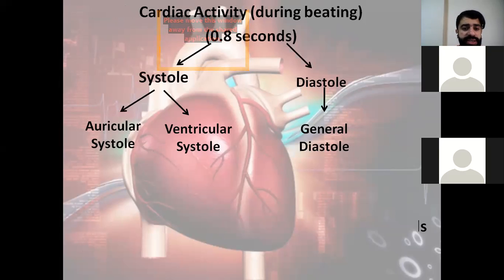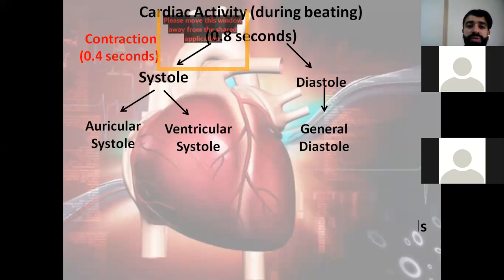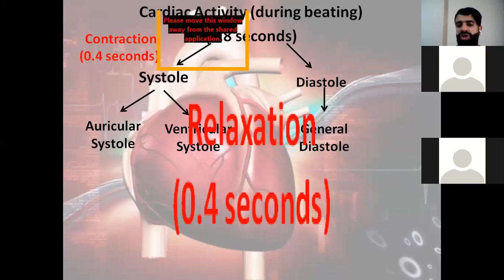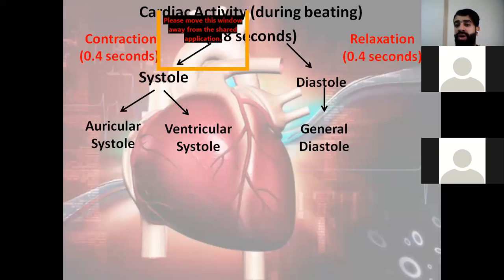Systole, auricular systole, and ventricular systole, whereas the diastole is the general diastole. Diastole and systole represent contraction and relaxation respectively. For the systole, contraction, it represents 0.4 seconds, while the diastole, which is the general diastole, represents the relaxation for 0.4 seconds too.